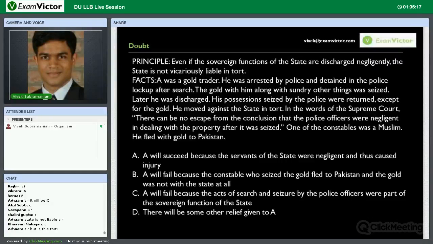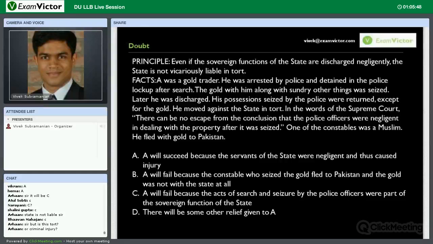Well, most of you are saying it's C, and the correct answer is also C. A will fail because the acts of search and seizure by the police officer were part of the sovereign functions of the state. It's fairly simple. Acts of arrest, acts of search and seizure, etc. These are sovereign functions, and it's only the state who has the exclusive power to do these things.